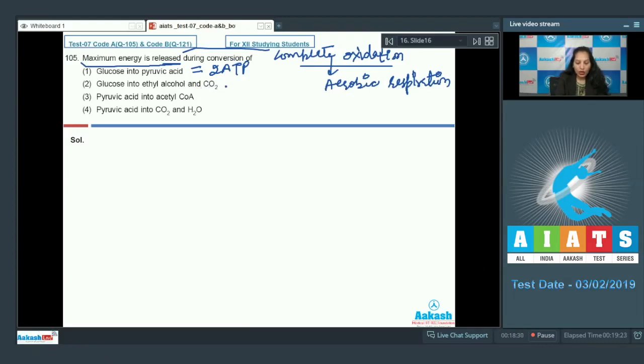Second, glucose into ethyl alcohol. This is alcoholic fermentation, in which the net ATP production is again 2 ATP. Third is pyruvic acid into acetyl coenzyme A, in which from one molecule of pyruvic acid to acetyl coenzyme A, there is a production of one molecule of NADH2. And in the last option, pyruvic acid into CO2 and H2O, this shows the complete oxidation of the pyruvic acid, and during complete oxidation, maximum energy is released. So the correct option for the given question is option number 4. Let's move on to the next question.